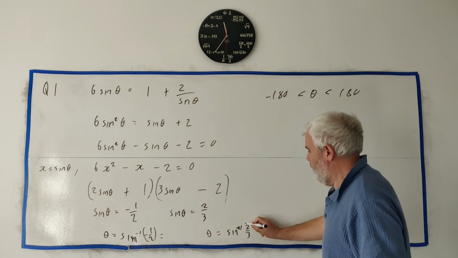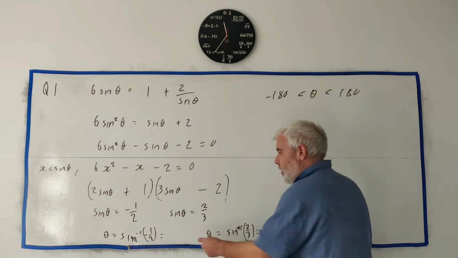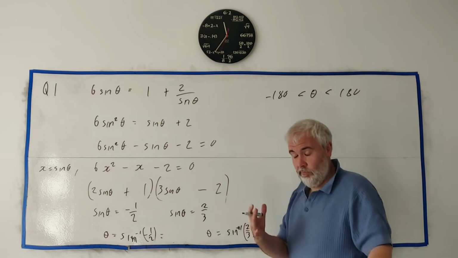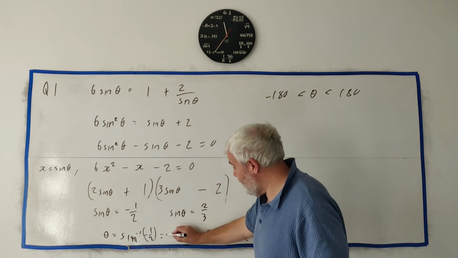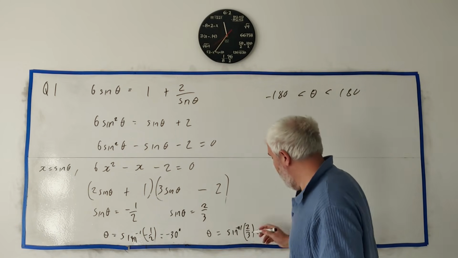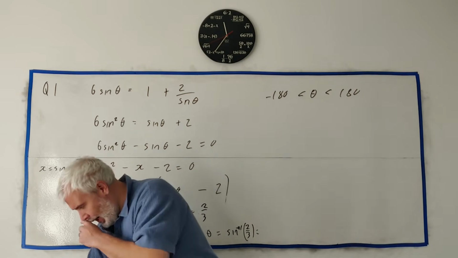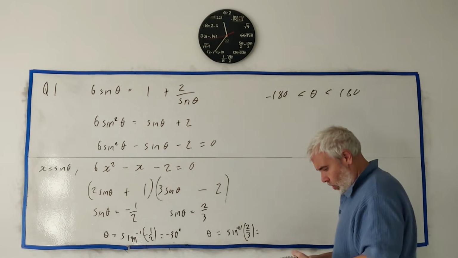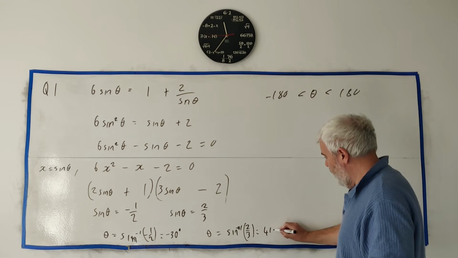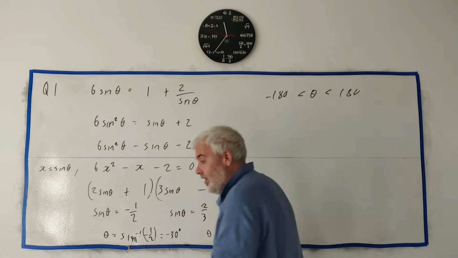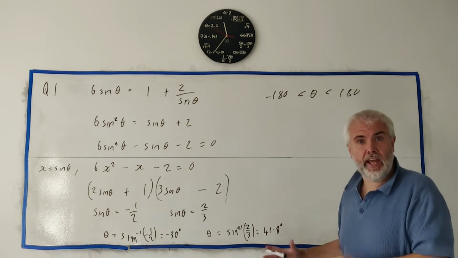of 2 over 3. Now you could go ahead and put this in your calculator, and you should. You get an answer of minus 30 degrees. You put this one in on your calculator, and you'll get an answer of, let's see, 41.8 degrees. They are okay answers.